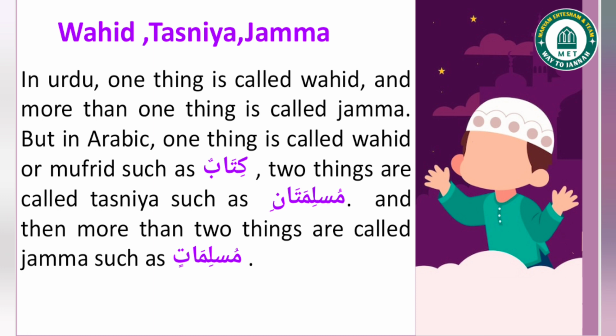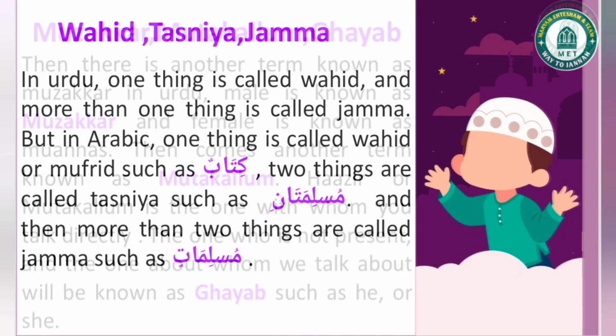But in Arabic, one thing is called wahid or mufrid, such as kitabun. Two things are called tasniya, such as muslimatani. And then more than two things are called jama', such as muslimatin.